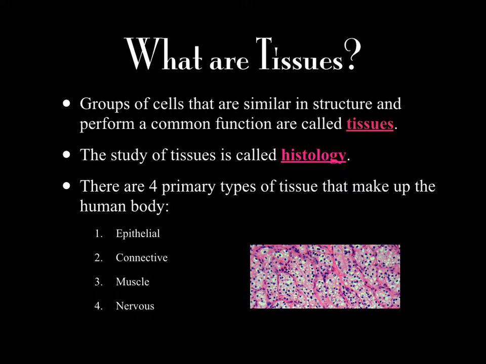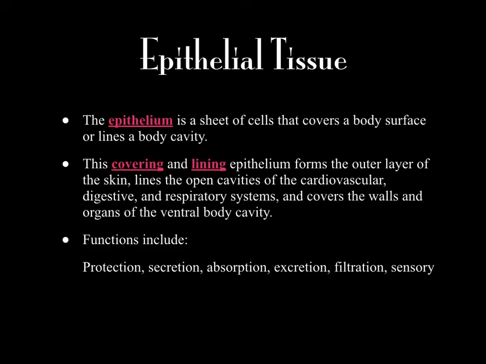Before we look at specific tissues, however, we're going to talk about each of the four primary types of tissue, beginning with epithelial tissue. The epithelium is a sheet of cells that covers a body surface or lines a body cavity, and this covering and lining epithelium forms the outer layer of your skin. It lines the open cavities of the cardiovascular, digestive, and respiratory systems, and covers the walls and organs of the ventral body cavity. So the lining of your blood vessels, your digestive tract, and your windpipe are all composed of epithelial tissue.